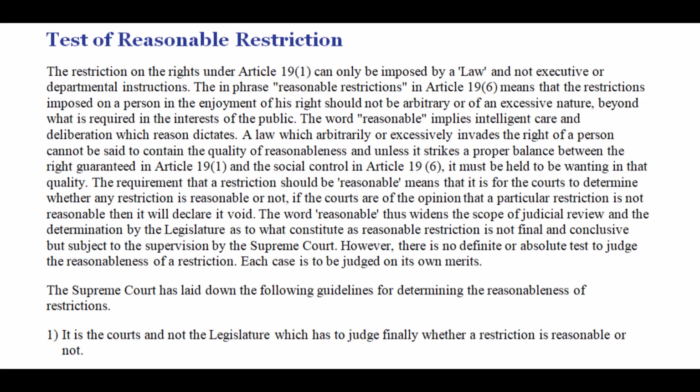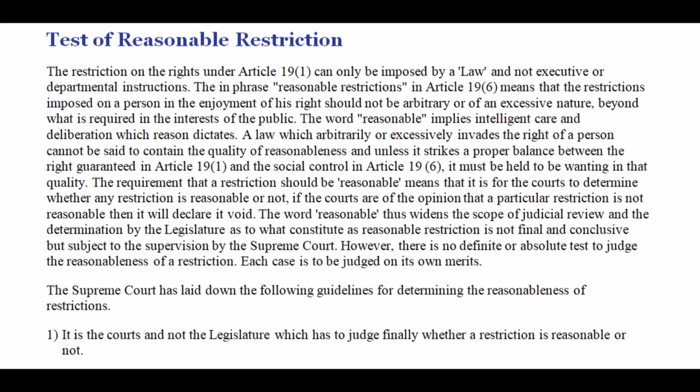Test of reasonable restriction. The restriction on the rights under Article 19(1) can only be imposed by a law and not executive or departmental instructions. The phrase reasonable restrictions in Article 19(6) means that the restrictions imposed on a person in the enjoyment of his right should not be arbitrary or of an excessive nature beyond what is required in the interests of the public.